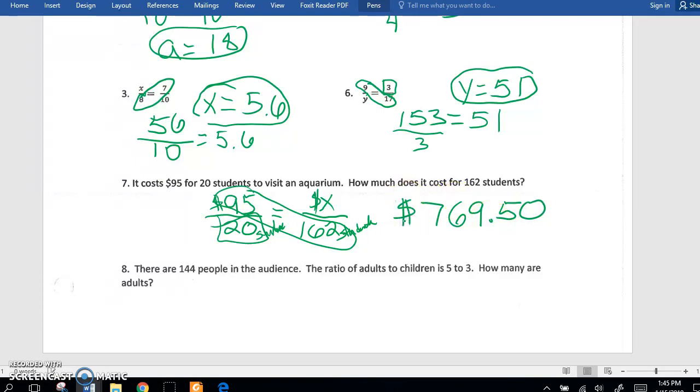So that's $769.50 for 162 students. We also could have found the unit rate by taking 95 divided by 20 and then multiplying it by 162. It'll work either way.